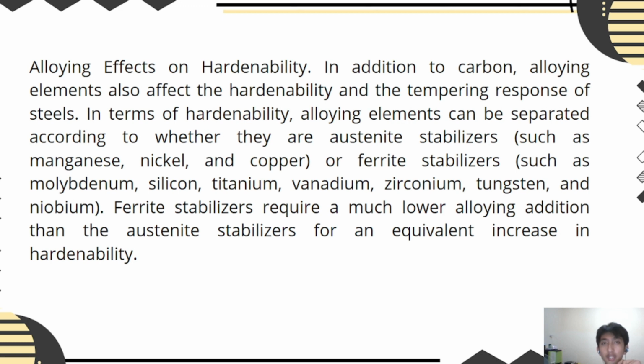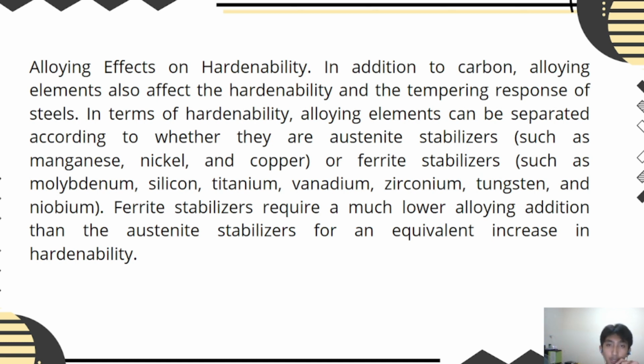Alloying affects hardenability. In addition to carbon, alloying elements also affect the hardenability and the tempering response of steel. In terms of hardenability, alloying elements can be separated according to whether they are austenite stabilizers or ferrite stabilizers.